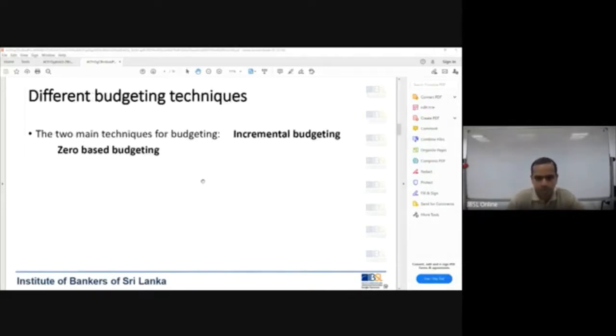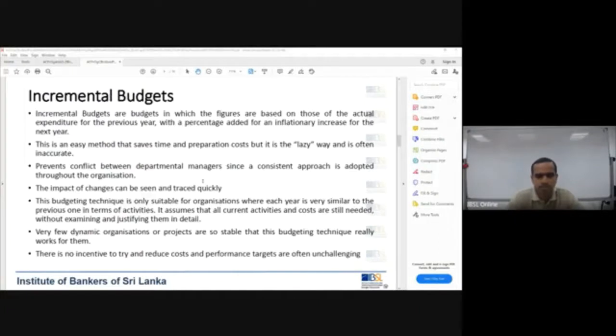Two main budgets, right? Incremental budgets and zero-based budget. So incremental budget are budgets in which the figures are based on those of actual expenditure for the previous year. Right? So what you do is you take last year's expenditure. So the total amount spent is 100. You add a certain amount. You say 10% on top is this year's budget. So this year's amount spent will be 110, something like that. Very simple, with the percentage added for inflationary increase for the next year.